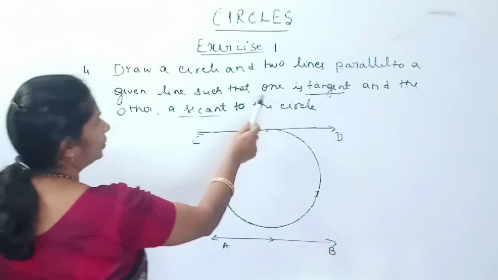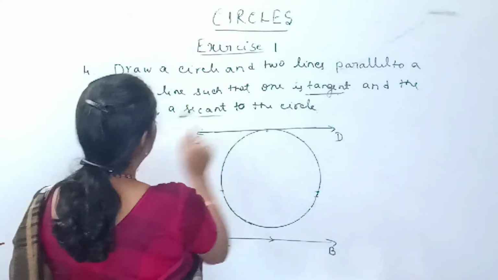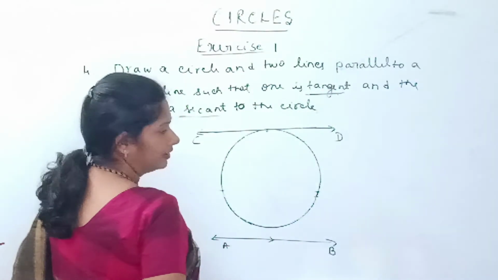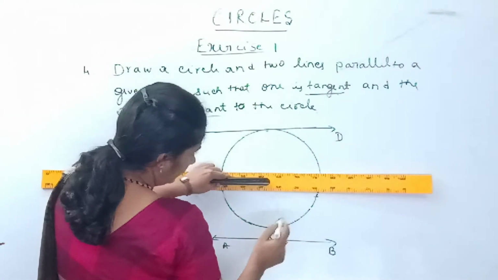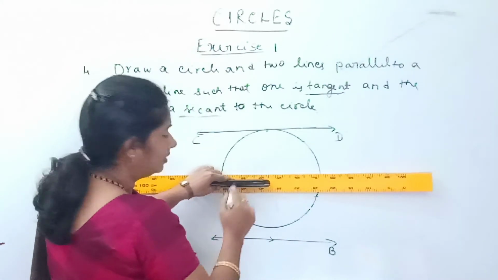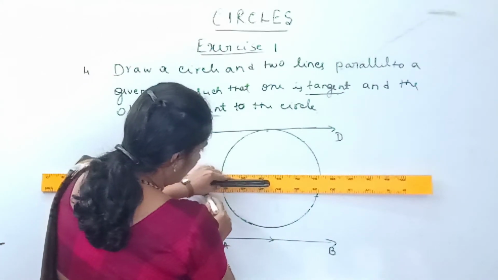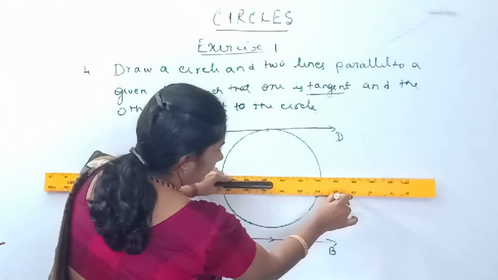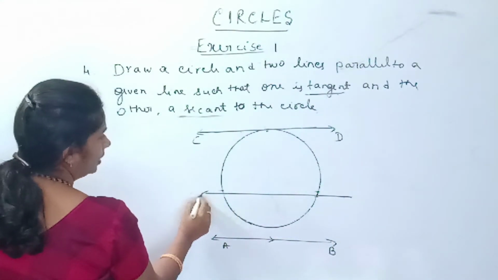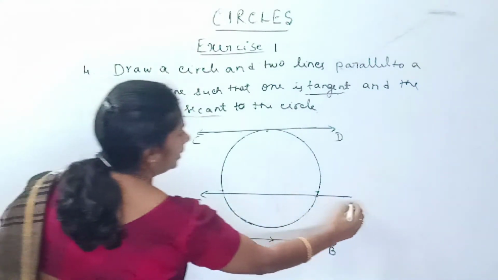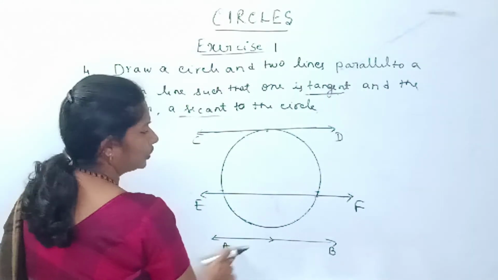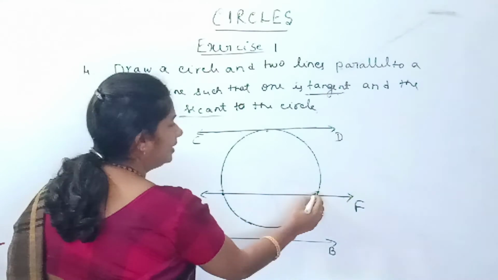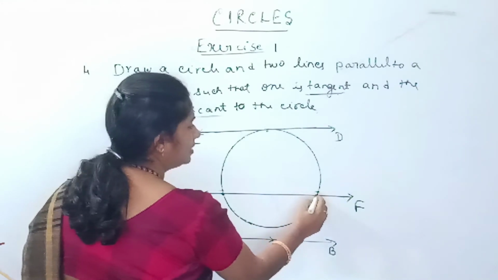Now next, what do we have to do, children? We have to draw a secant to the circle, which should be parallel to the given line. So let me draw the secant. What do you mean by secant to the circle, children? A line which intersects the circle at 2 points. So this is a secant to the circle. Let me call this EF, which is parallel to AB, and the EF line is a secant to the circle. It intersects the circle at 2 distinct points.